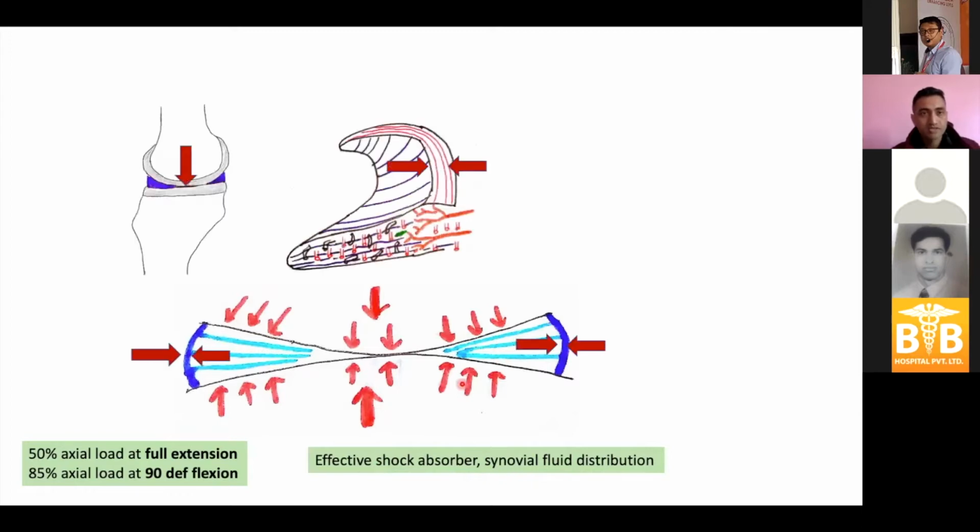And when an individual is bearing weight, the load is transmitted radially up to the periphery. But these circumferential fibers, which are present more on the outer third, are going to resist this axial load.